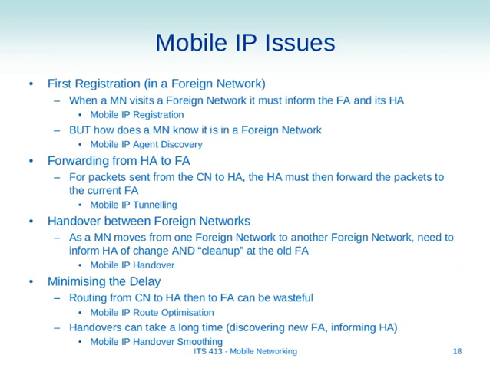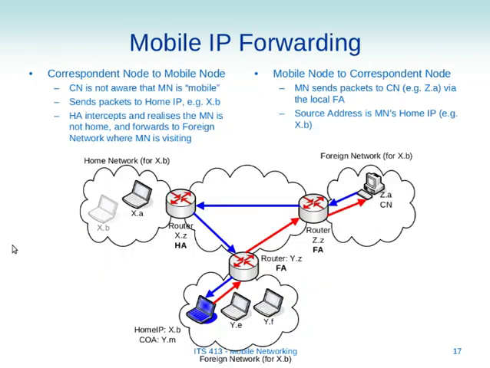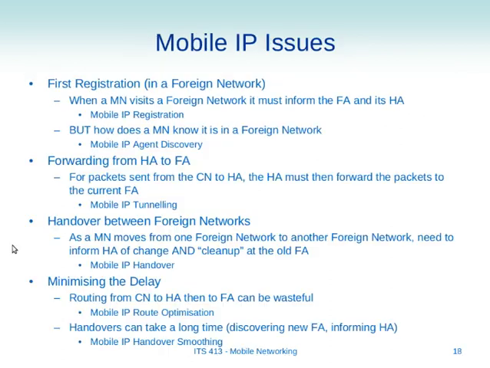And sometimes we can have extra processes to improve performance. We said that in this case, sending across this blue path is potentially extra delay. So how can we minimise this delay? There are some optional features called route optimization and handover smoothing. We'll mention them briefly.